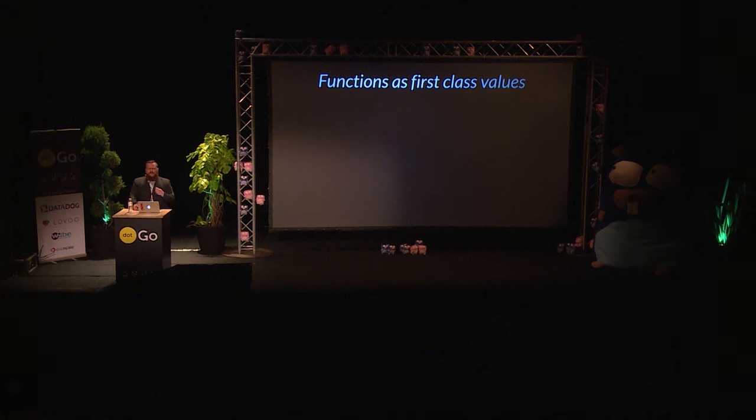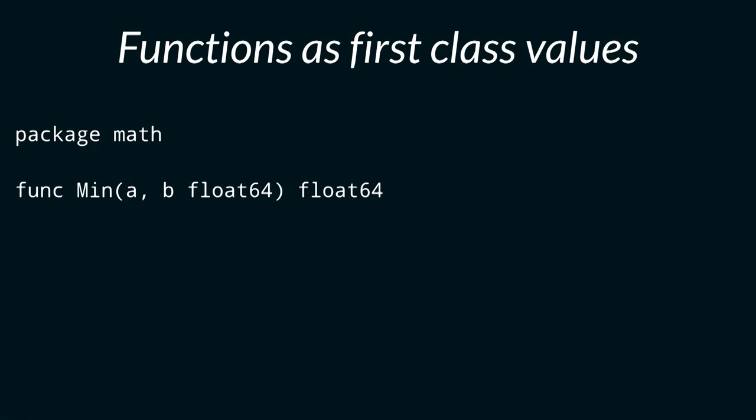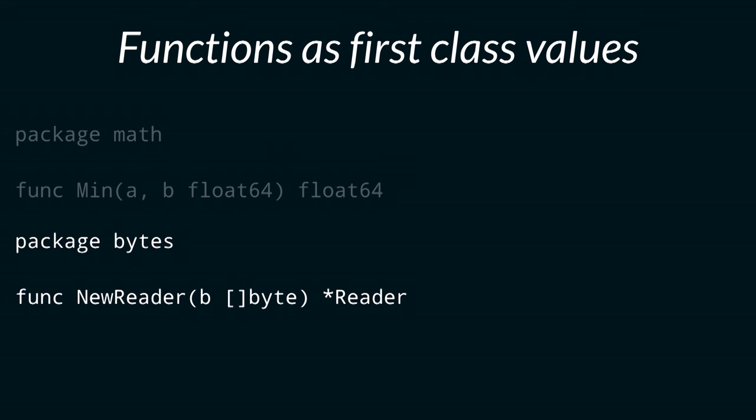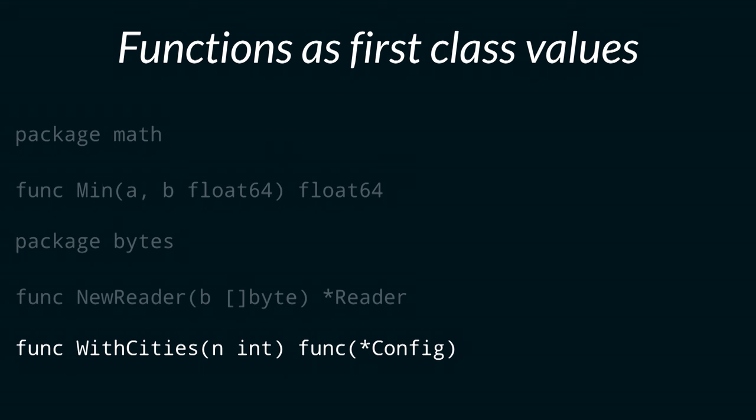Fundamentally, evaluating a function returns a value. We have functions that take two numbers and return a number. We have functions that take a slice and return a pointer to some structure. And now, we have a function which returns a function. And the type of the value that is returned from with cities in this example is a function which takes a pointer to config. And it's this ability to treat functions as regular values that leads to the name, a first-class function.